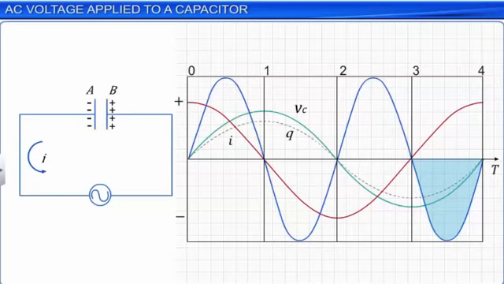This cyclic discharging and charging of the capacitor, or more precisely, its conducting plates, in reverse polarities keeps taking place as long as AC current is established in the circuit.